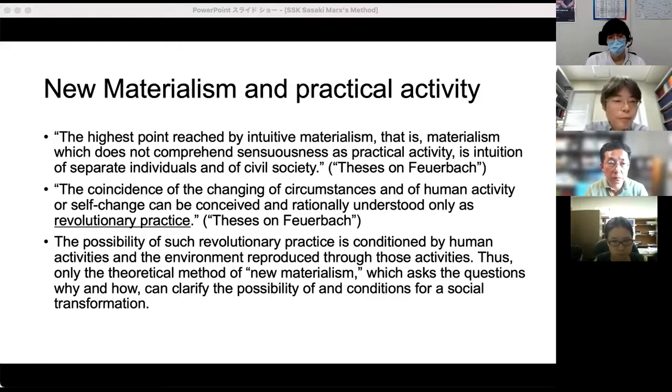The possibility of such revolutionary practice is conditioned by human activities and the environment reproduced through those activities. Thus, only the theoretical method of new materialism, which asks the question why and how, can clarify the possibility of and the conditions for social transformations.